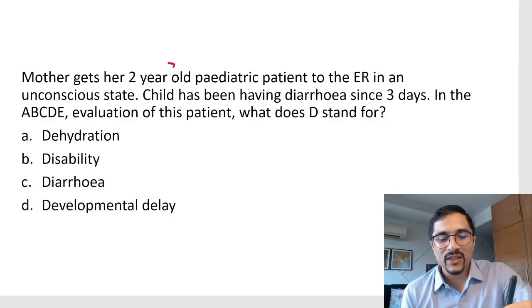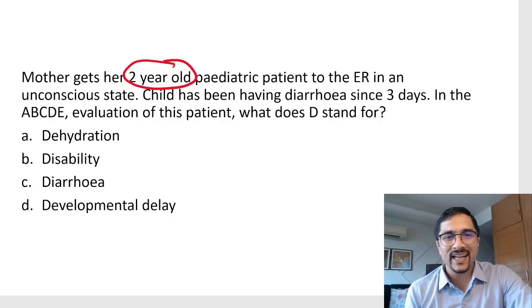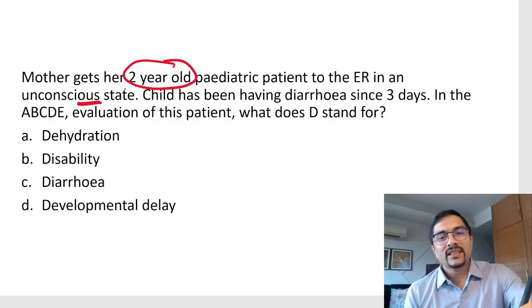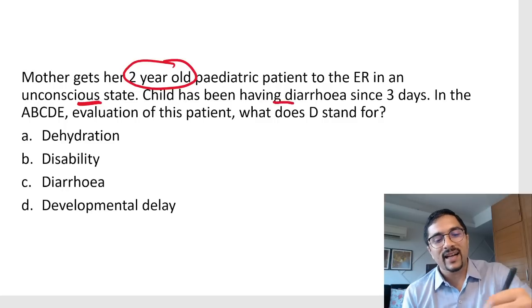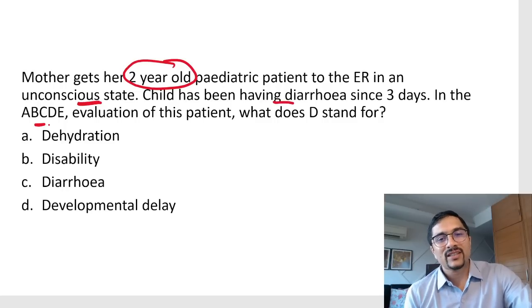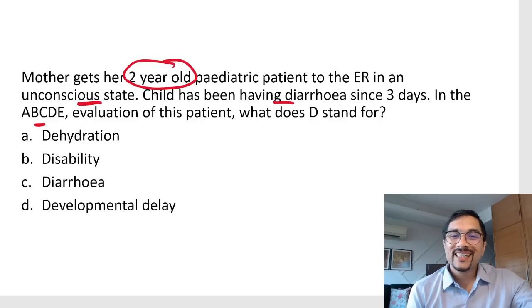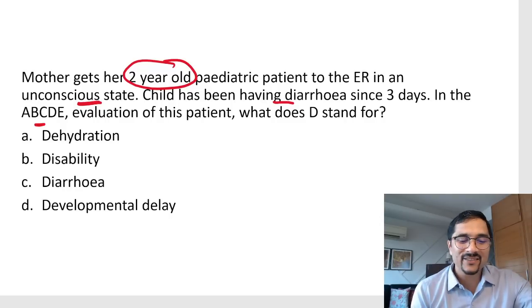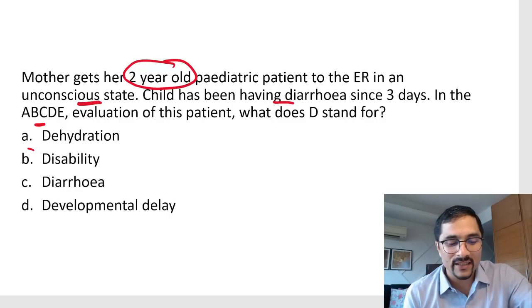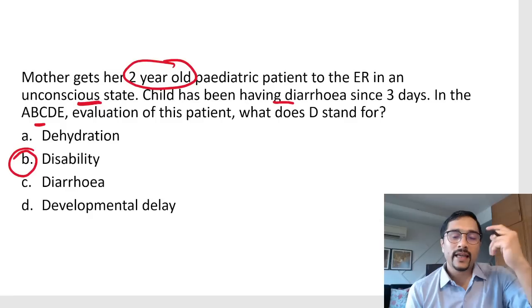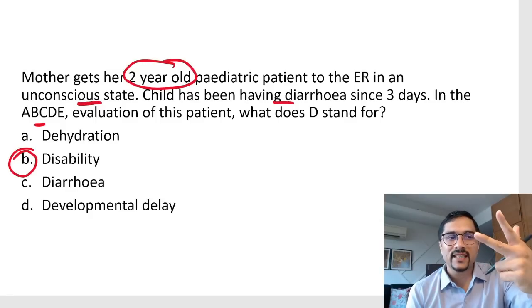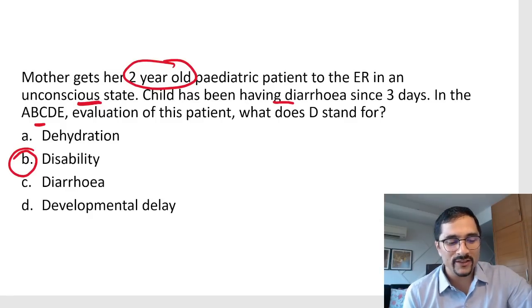Mother brings a 2-year-old pediatric child to the emergency room in an unconscious state. Child has been having diarrhea since the last 3 days. In ABCD evaluation, what does D stand for? I just told you. D doesn't stand for diarrhea, doesn't stand for dehydration, it stands for disability, right? So A is airway, B is breathing, C is circulation, D is disability, E is exposure.